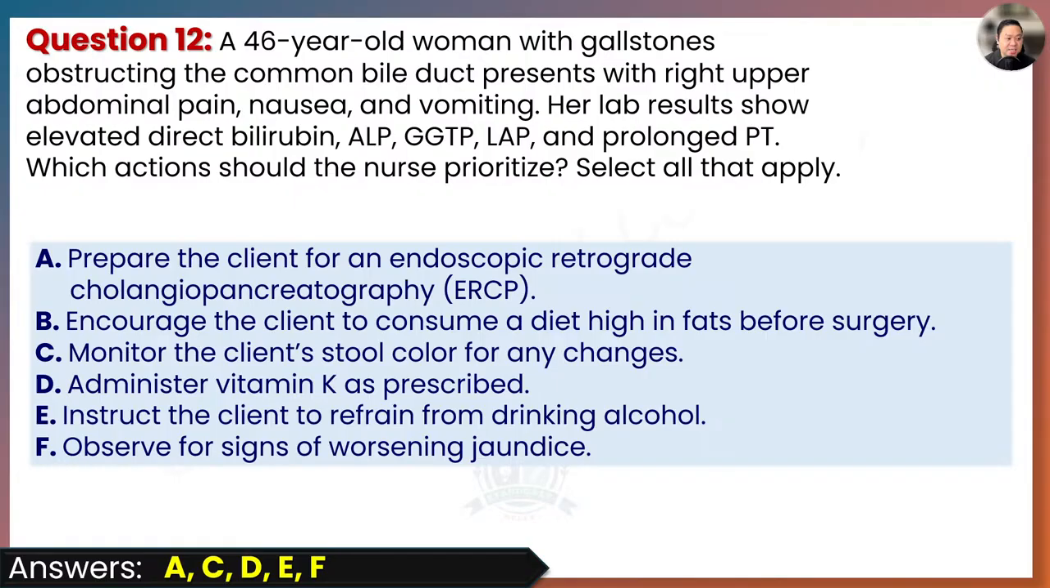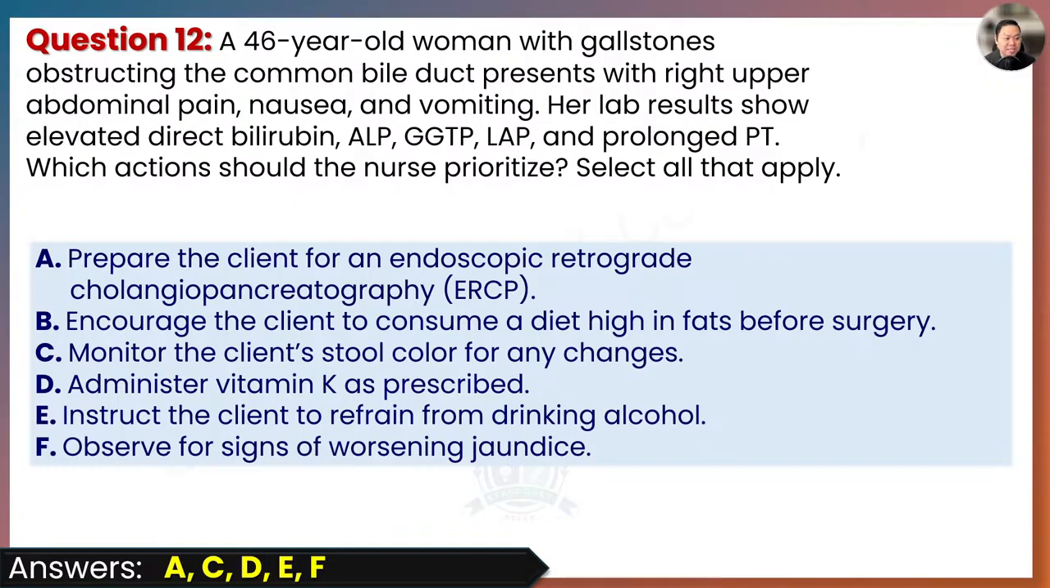Now, why letter C? Well, the color of the stool is an important indicator of bile flow. When there are clay-colored stools, it suggests that the bile is not reaching the intestines, which is a sign of obstructed bile flow. So monitoring for changes in stool color is very critical to assess the patient's progress and also the effectiveness of any intervention such as the ERCP.